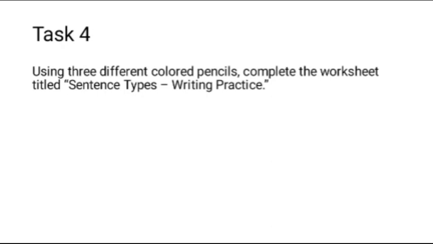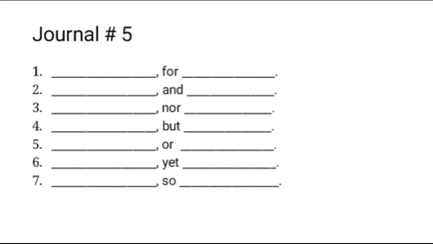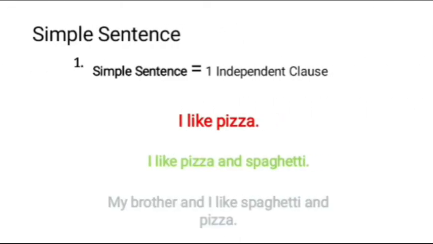Using 3 different colored pencils, complete the worksheet titled Sentence Types and Writing Practice. So here you have got FANBOYS. Try to write these things. This is going to be too easy for class 10, so yet you try it once. Sentence type review. Simple sentence: one independent clause. I like pizza. Very good. So "I like pizza" is going to be a simple sentence.